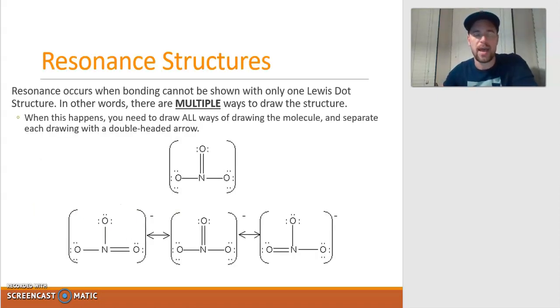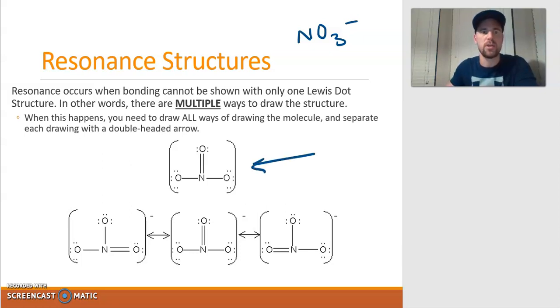So recall that a resonance structure occurs when bonding cannot be shown with only one Lewis dot structure. In other words, there are multiple ways to draw a structure. For example, if I were to ask you to draw nitrate, which is NO3 negative, you would most likely come up with a Lewis dot that looks something like this. But notice the double bond could have been here, here, or here. There's multiple ways. So rather than just drawing nitrate in that one way, we actually need to draw all 3 ways that it can be drawn.